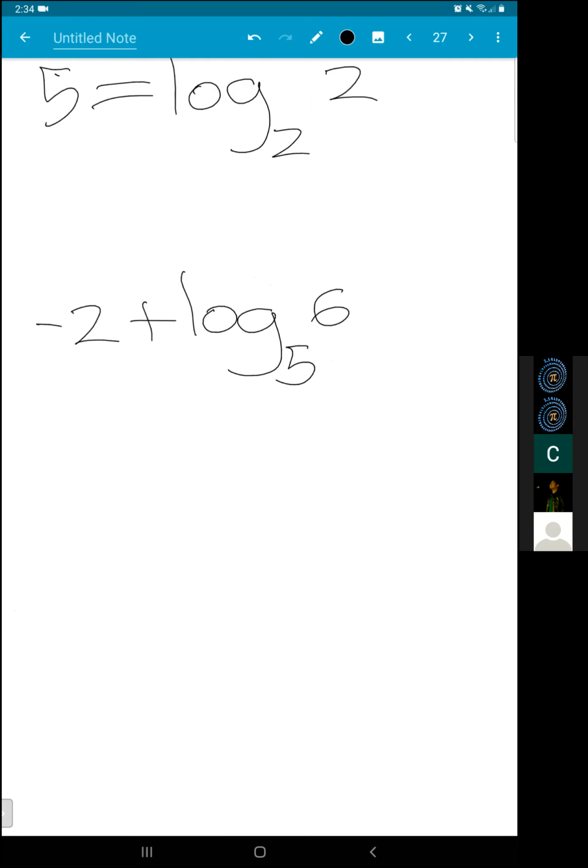Write as a single logarithm. You do not have a logarithm for this one. So you have to somehow write it as a logarithm of a certain number to base 5.